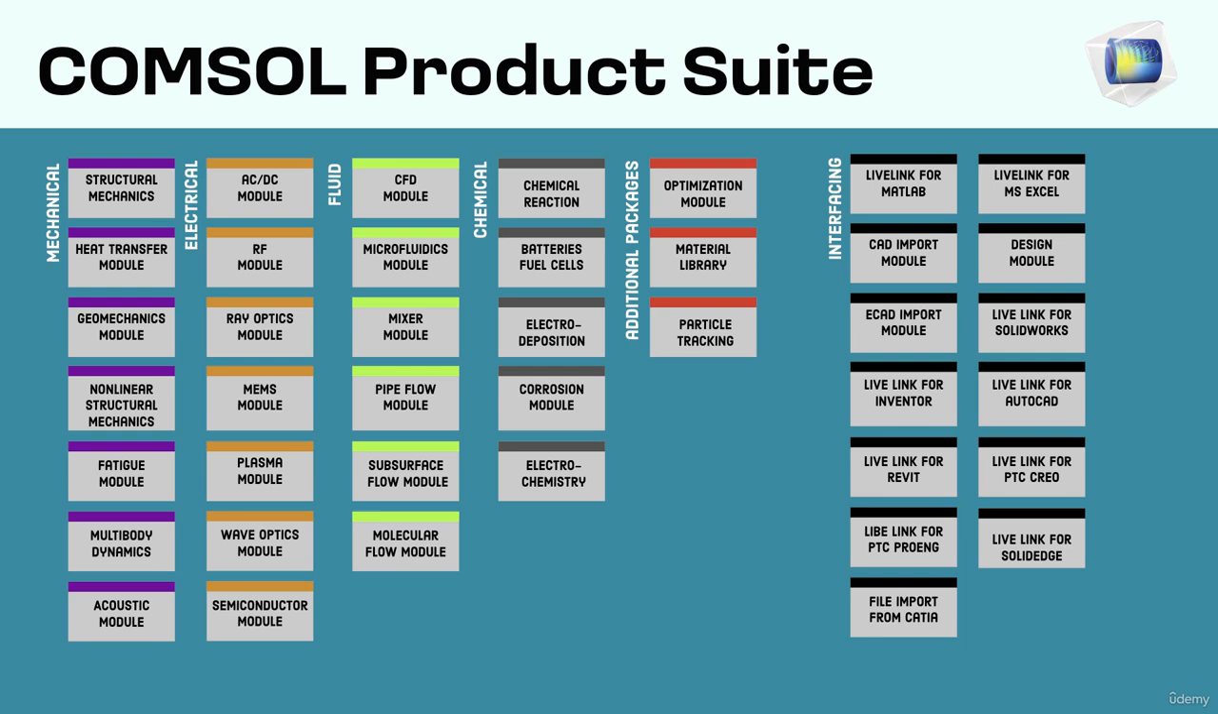For example, you can link your simulation with MATLAB. Also, you can import 3D models from other CAD software, and you can also import two-dimensional geometries using the ECAD import function. After that, you have the option to link Inventor, Revit, PTC Creo, and CATIA. So these are four industry standard 3D modeling softwares. After that, you can also link your COMSOL simulation with Microsoft Excel. It also has its own design module. And finally, COMSOL offers the LiveLink for industry standard 3D modeling softwares, for example, SolidWorks, AutoCAD, PTC Creo, and Solid Edge. So these are the key product suites that COMSOL offers.